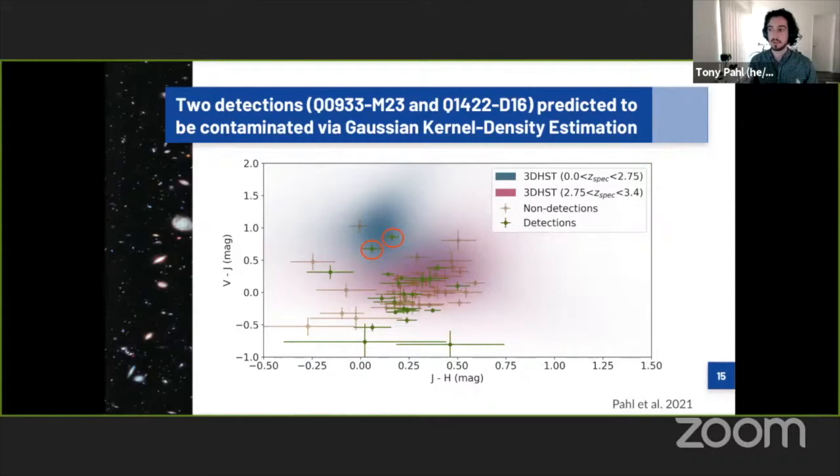So we took these 2 redshift subsamples in VJH color space. We built probability density functions about where the galaxies fall using Gaussian kernel density estimation. So here you can see 2 detection subcomponents are solidly in this blue cloud, and therefore are predicted to be low redshift based on just their VJH colors.